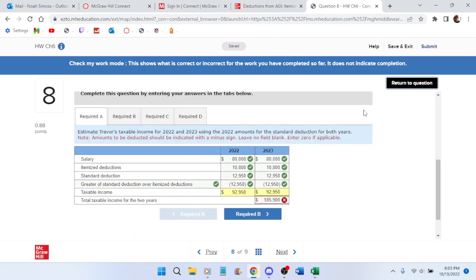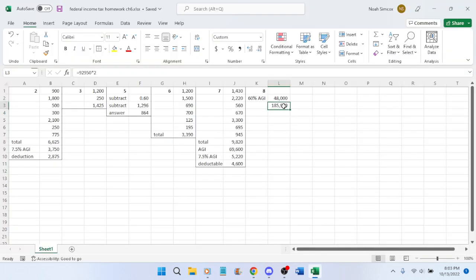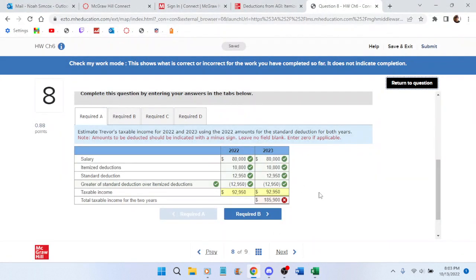Oh, come on. All I did was multiply it by 2. It should be correct. This is so crap. Are you kidding me? How? That's literally just what it is. 92,950 times 2. How? Just how? Oh my gosh. Oh wait.